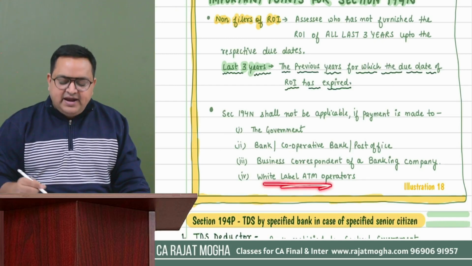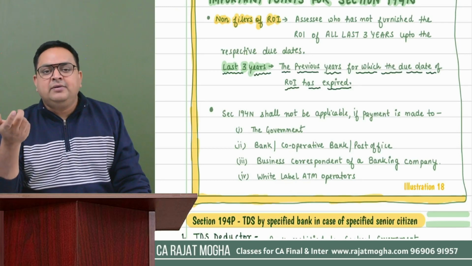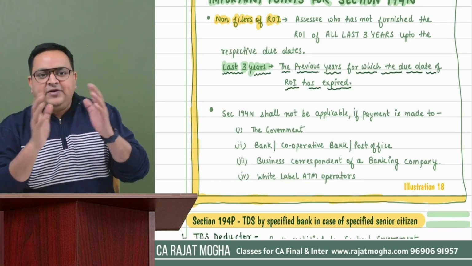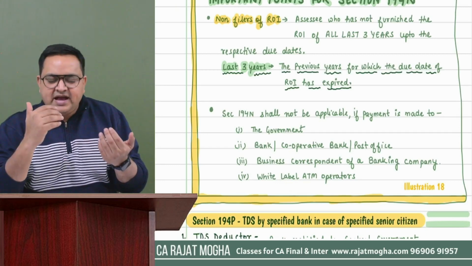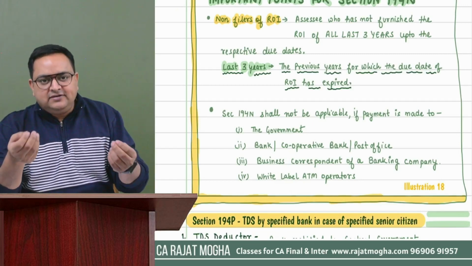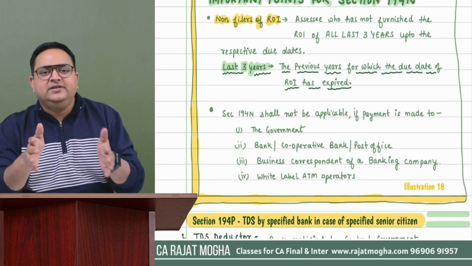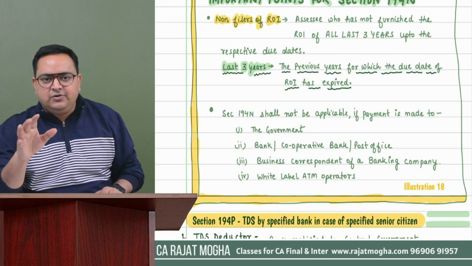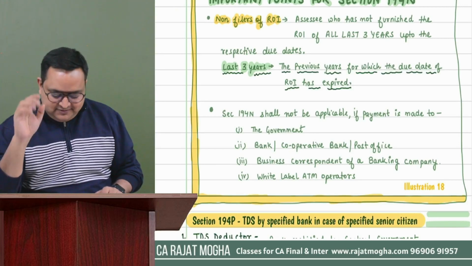And white label ATM operators, you understand, the people engaged in such kind of business, those who fill the ATM machines. They must be withdrawing the amount in cash and they have to go and fill the ATM machines. So these ATM fillers, those who will cash in these ATM machines, can withdraw cash of more than 20 lakh or whatever it is. 194N will not apply in these cases.